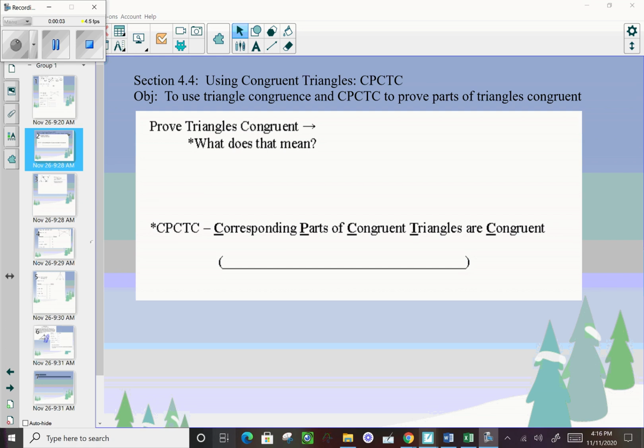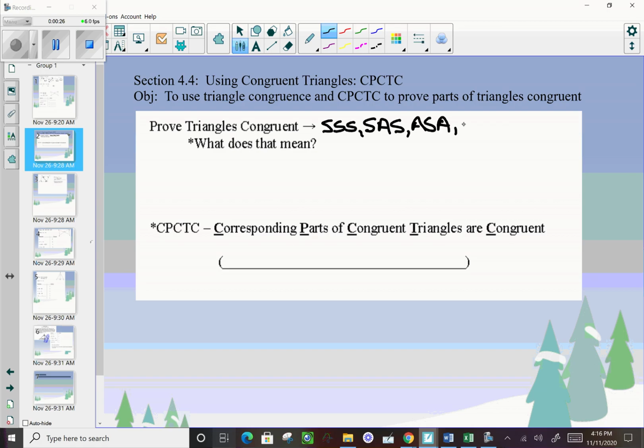Section 4.4 extends our proof ability because we can use the fact that we already know how to prove triangles congruent. So when we prove triangles congruent, we can use one of our 5 different postulates: side, side, side; side, angle, side; angle, side, angle; angle, angle, side; and HL.